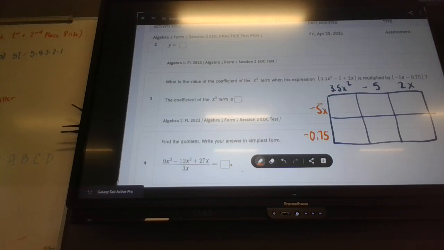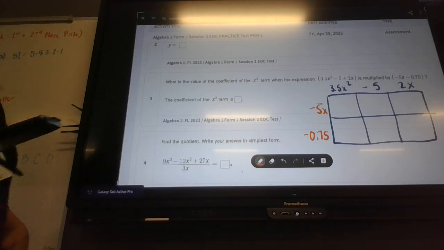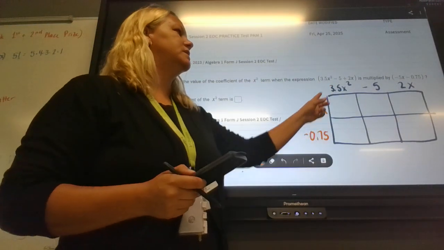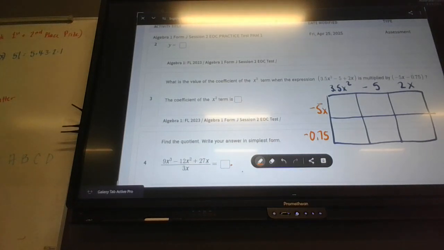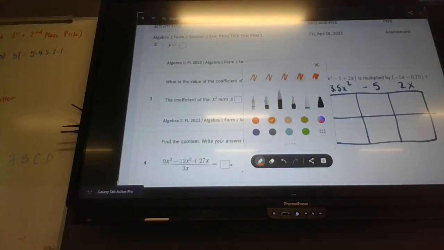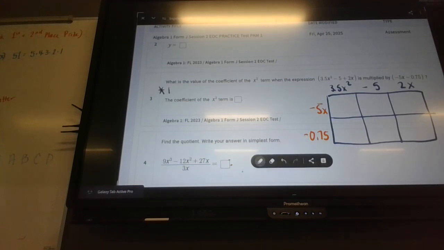You didn't know how to do it, Susan? Yeah. No, you're right. You're just multiplying the numbers in front, and then add the exponents. Multiply the numbers in front. Add exponents.